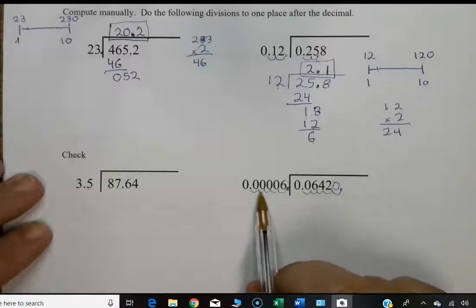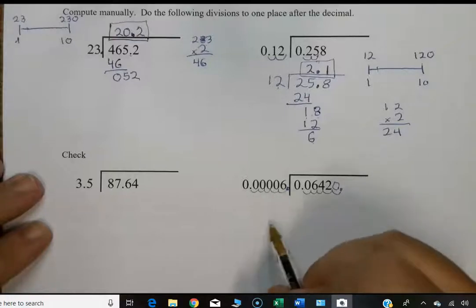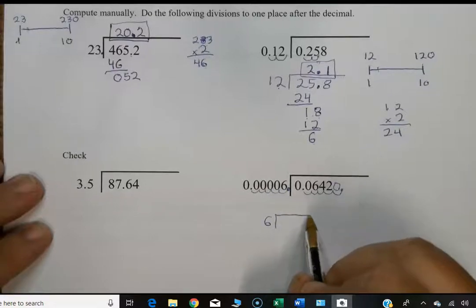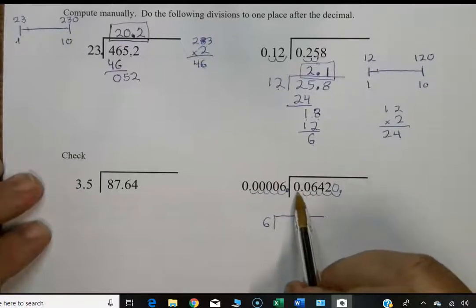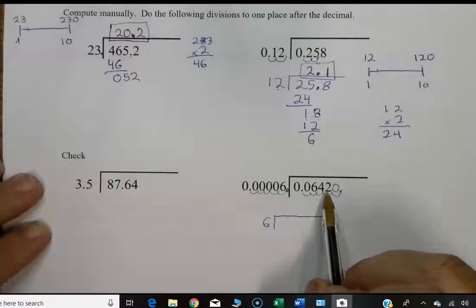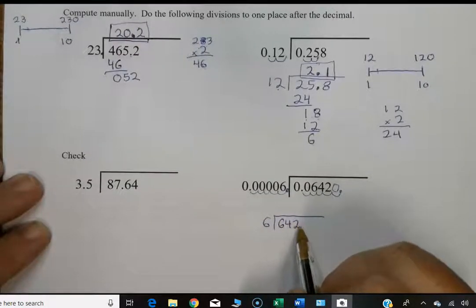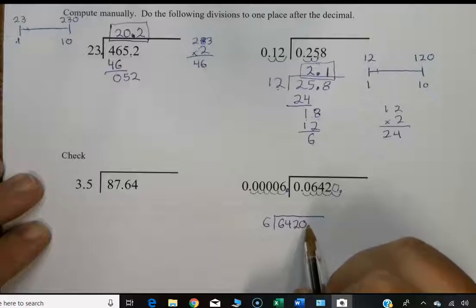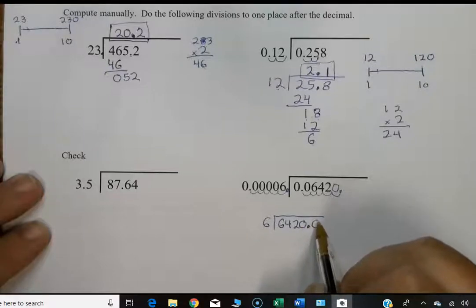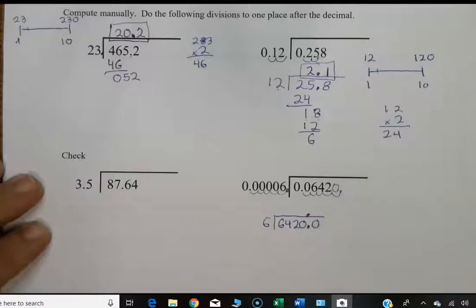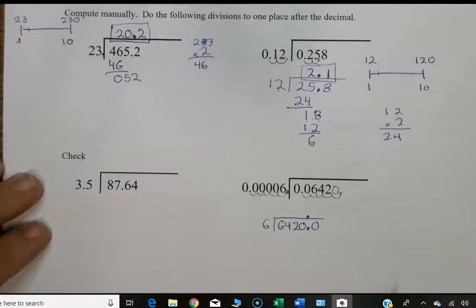Well, here all these leading zeros go away when you put the decimal there, so you have 6 divided into, and again, these leading zeros go away, so it's going to be 6420. The decimal's here, and since we want to go one place after the decimal, we're going to go ahead and put a 0 there. We're going to put the decimal up here, so we never have to deal with the decimal again. We're done thinking about the decimal. So let's go ahead and do the division.